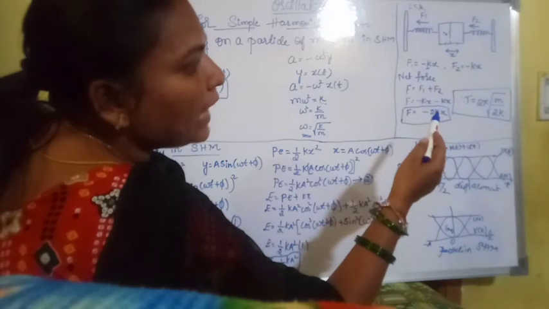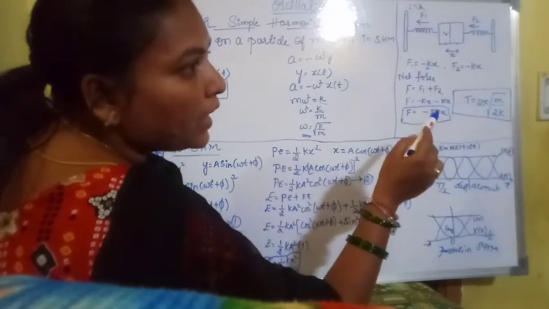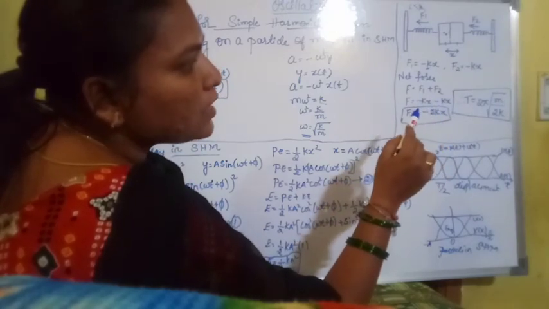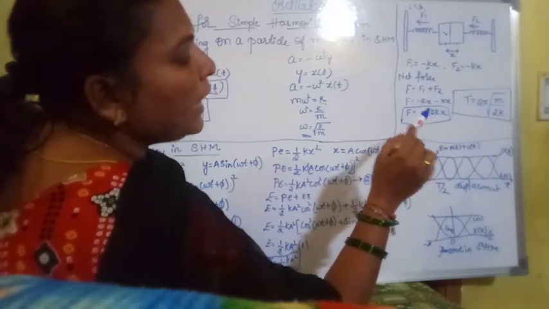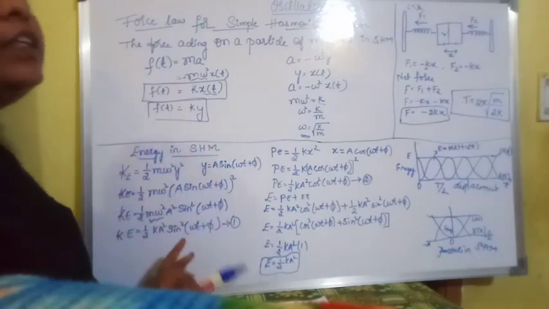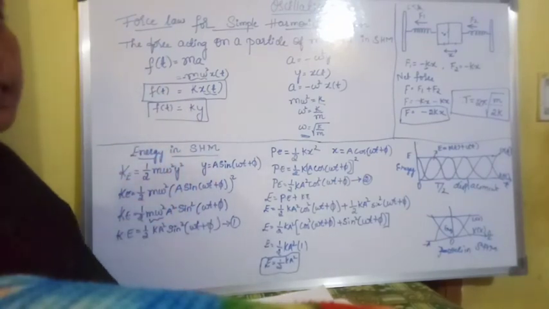So we have the direct relation along with the spring. We write T is equal to 2 pi into root of m by 2k. It is the direct relation for the time period of oscillation.